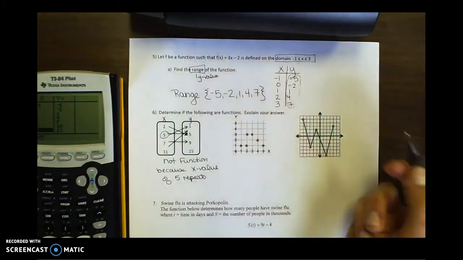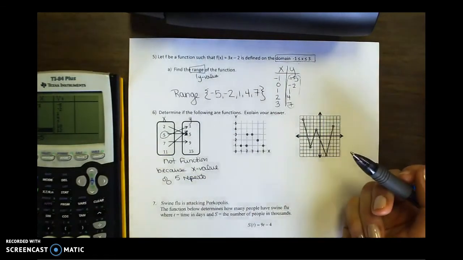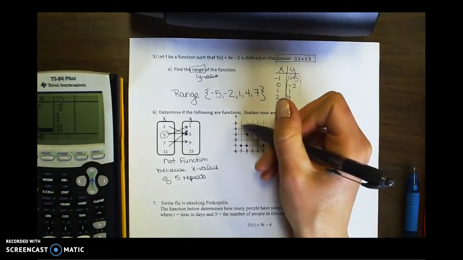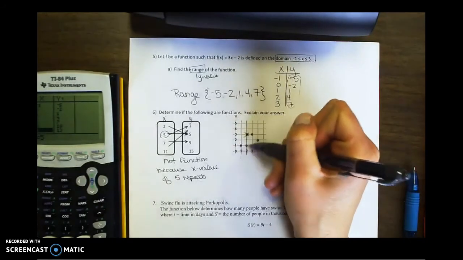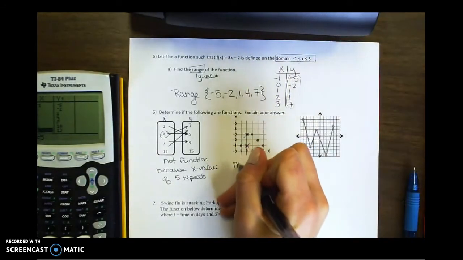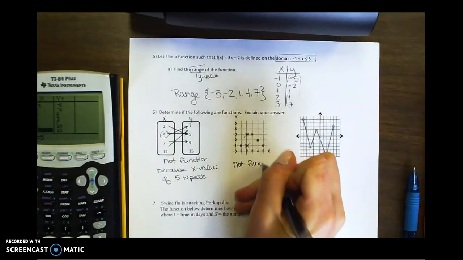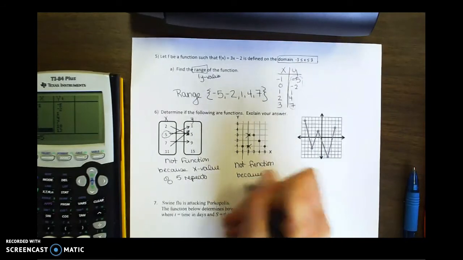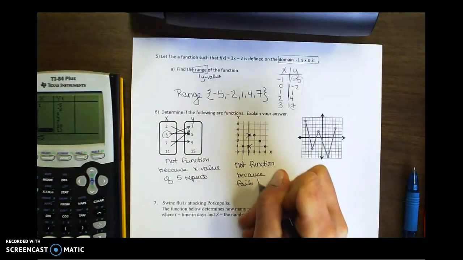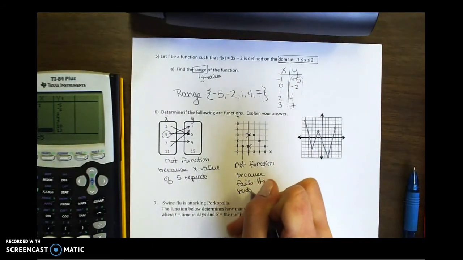Okay, now take a look at the middle one. Now we're graphing, so let's see if the vertical line test works. Vertical line, it hits once. Vertical line, oh, it hits twice. So this is going to be not a function because it fails the vertical line test.